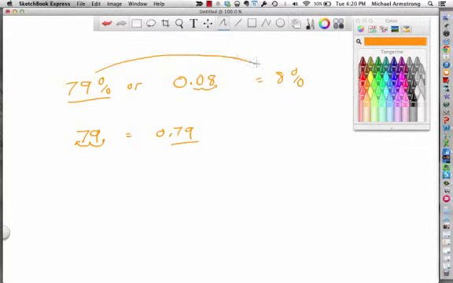So if you want to compare two percents, 79 or 8, you can tell the 79% is bigger. If you want to compare two decimals, you leave this one alone and you change this 79%, move the decimal that direction to get 0.79.